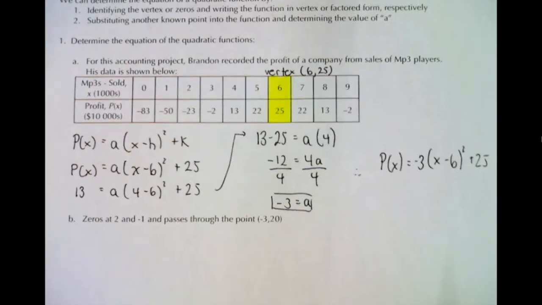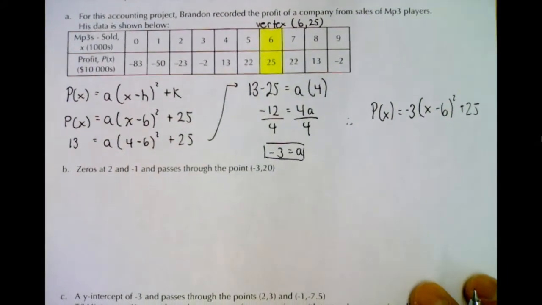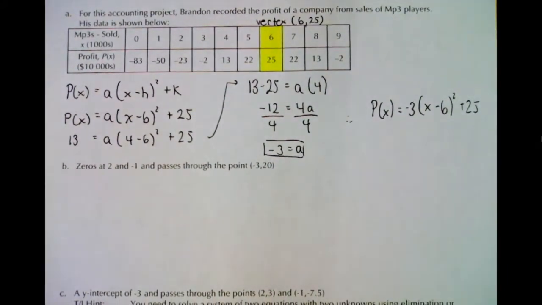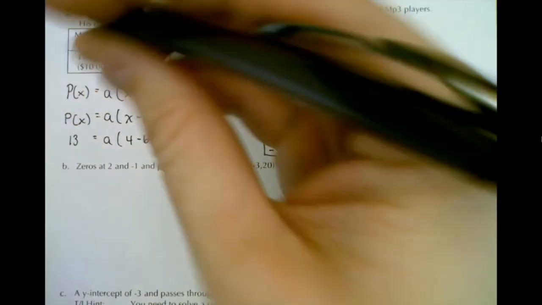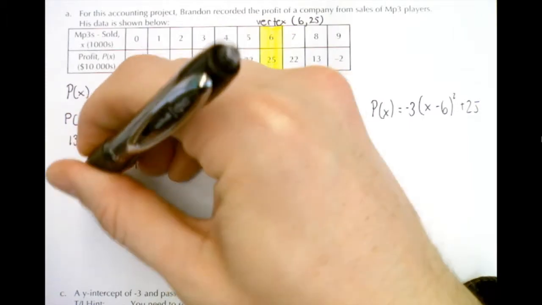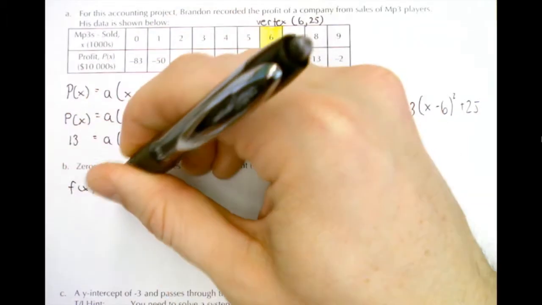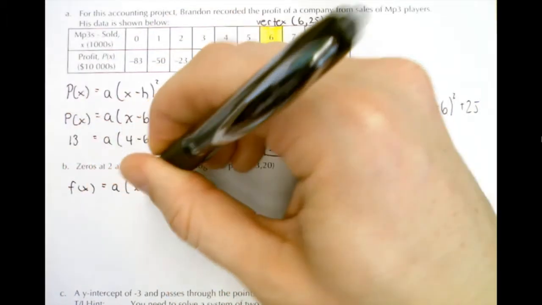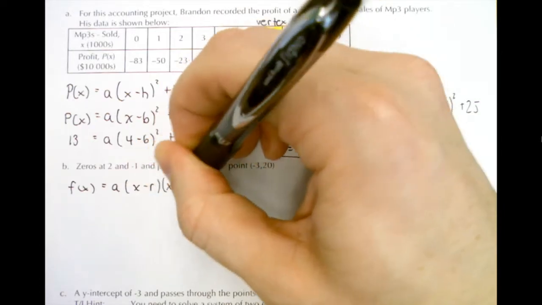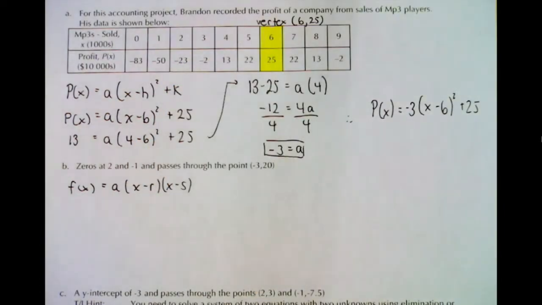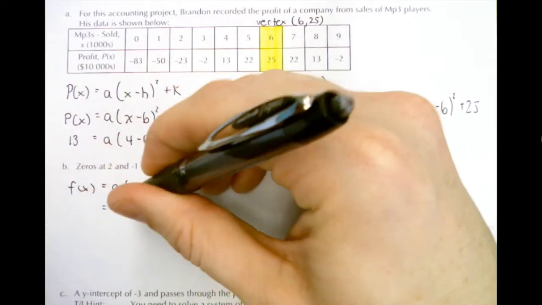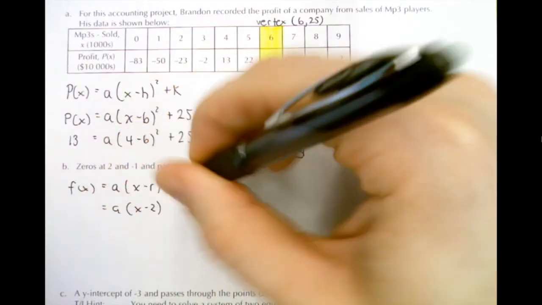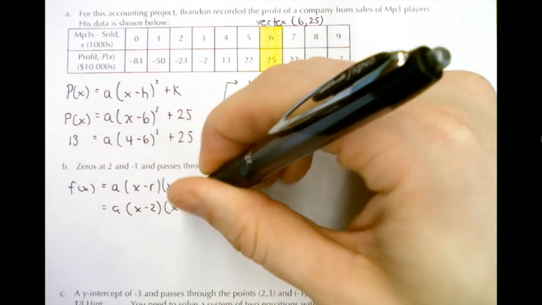Now what if we're given the x-intercepts or the zeros? Well, if you're given the x-intercepts or zeros, you're going to write your equation in factored form. It doesn't give us any context here, so we're going to use f of x and x as our variables. And factored form looks like a times (x minus r) times (x minus s). The zeros are 2 and negative 1, so I'm going to fill those in. x minus 2, and x subtract negative 1 is like x plus 1.